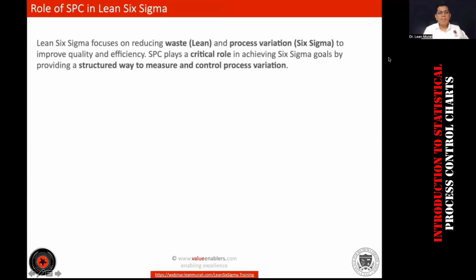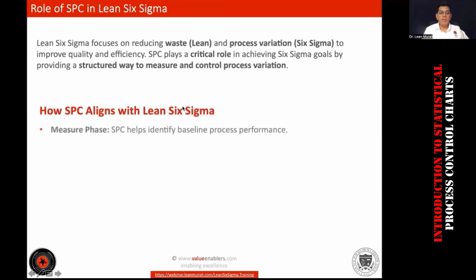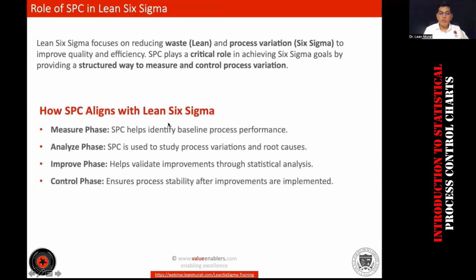So if you look at Lean Six Sigma, Lean focuses on waste reduction, and Six Sigma focuses on reducing variation. SPC plays a critical role by providing a structured way of measuring and controlling the variation. In different phases, we use statistical process control. In the measure phase, you see the baseline performance. In the analyze phase, you study the process variation and identify root causes. In the improve phase, you validate the improvements through statistical analysis, and in the control phase, you make sure that the process is stable and improvements are sustained.